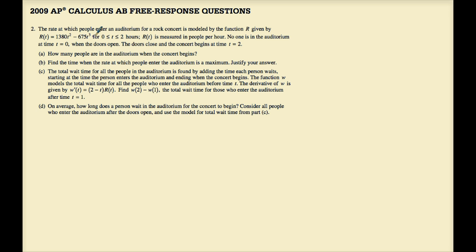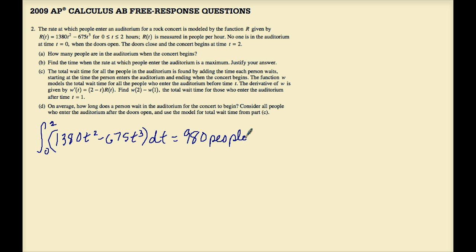We know that integrating this rate function will give us the quantity of people in the auditorium, and we're interested in the interval from 0 to 2. So integrating our rate function from 0 to 2, 1380 t squared minus 675 t cubed dt will give us our answer. After 2 hours, 980 people are in the auditorium. And that's the answer to letter A.